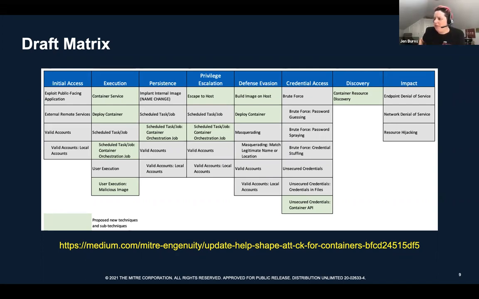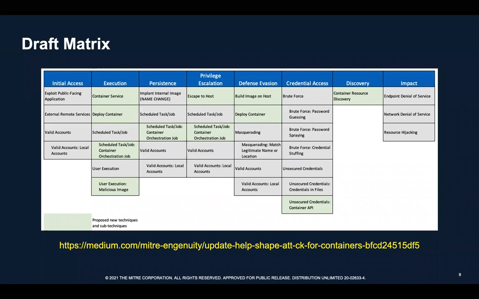I don't know if any of you folks have had a chance to look at the draft matrix. I know Magno has. He sent me some really awesome feedback already. Do you guys have any questions on how we got to the conclusion of any of these techniques, or what any of them mean, or anything of that nature? And if not, that's totally okay.